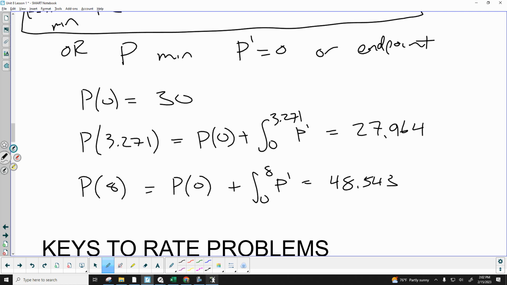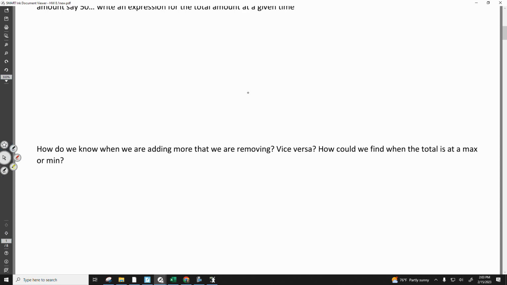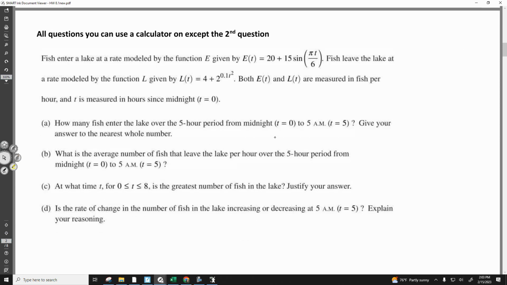Now, this is a lot of copying down, and you're probably working a little bit slower than me. So I'm going to give you an opportunity to do a homework problem. Fish. I'm adding this to the fish problem. There are 100 fish in the lake at t equals 0. Please do part A and part C. Go.